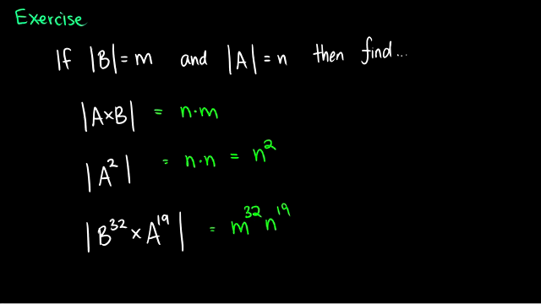In fact, it doesn't even matter what order this is in, because A cross B and B cross A are going to have the same size. It's just the order is different. So this would be something like B cross B cross B cross dot dot dot cross B cross A all the way up to the 19th A. But even if we messed around the order, the size would still be the same.